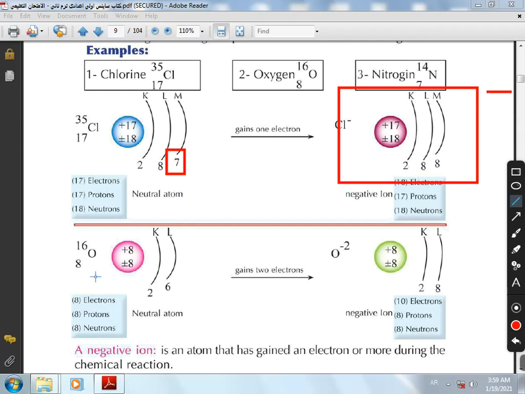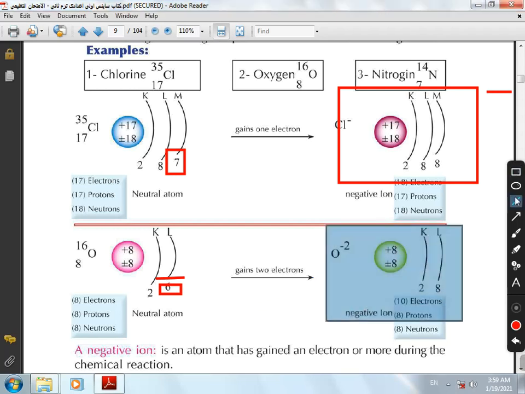Okay, another example, oxygen 8 16, electronic configuration 2 6. It has 6 electrons in the outermost energy level, so it can gain 2 electrons to complete the outermost energy level, and it changes into a negative ion. This negative ion has 2 negative charges. Why do we have 2 negative charges? Because the number of gained electrons is 2 electrons.